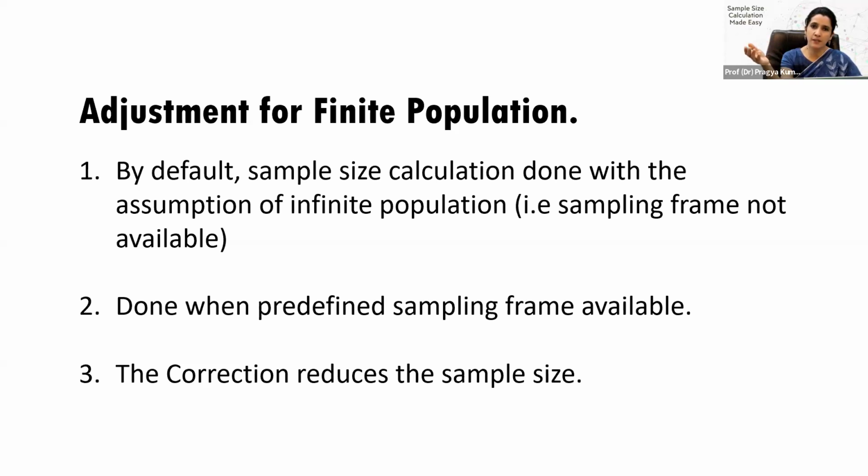So many times in our PG thesis, our PGs apply this finite population correction, and that helps them reduce the sample size. Because a PG thesis is only for, you can say, 2 years, and the data collection period is 1 year. So in 1 year, if they don't have the possibility to collect that much, they give a frame that in 1 year they expect this many people to come. And then they correct using that sampling frame. So this reduces their sample size.